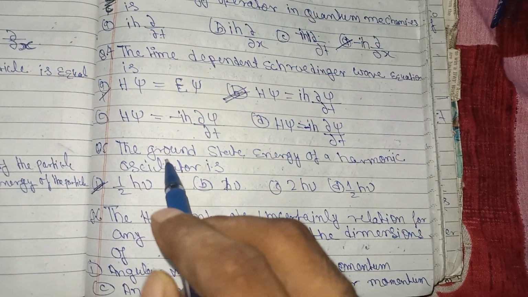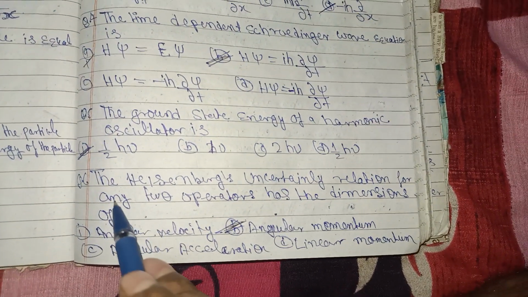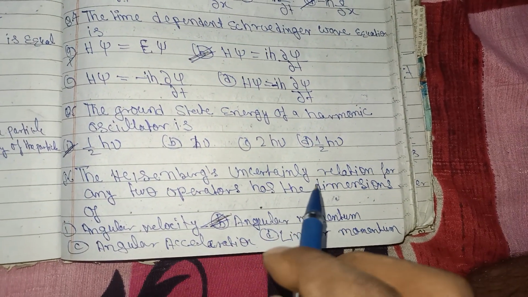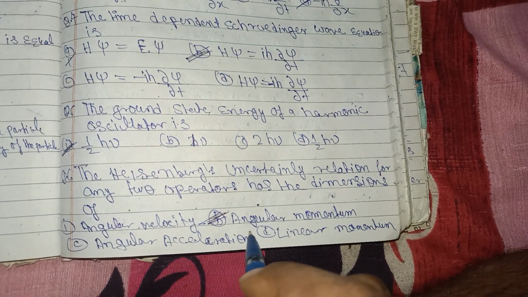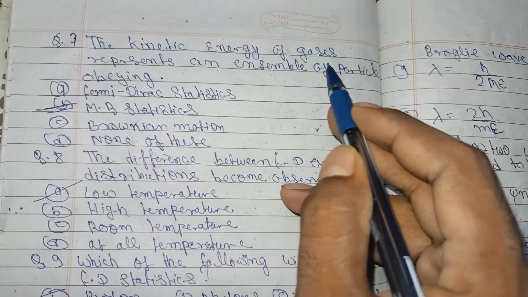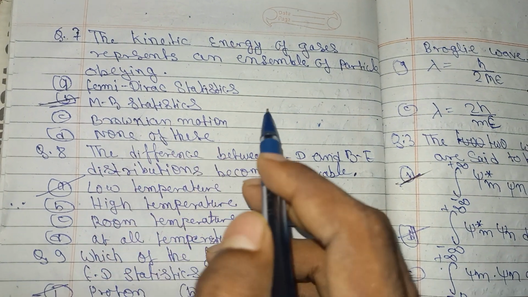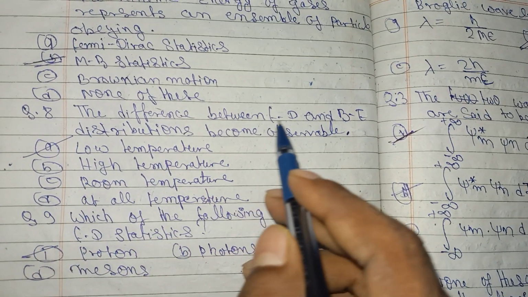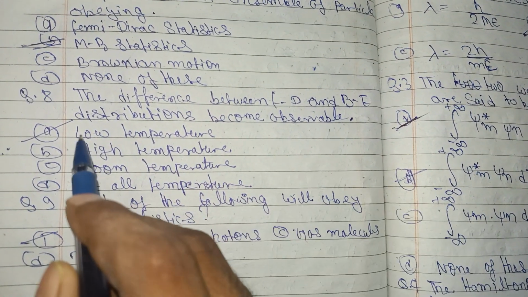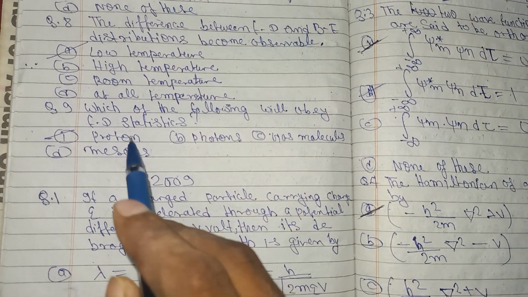And question number 5 is, the ground state energy of a harmonic oscillator is 1/2 h nu. Question number 6, the Heisenberg uncertainty relation for any two operators has the dimensions of angular momentum. The kinetic energy of a gas represents an ensemble of particles moving, so MB statistics. Question 8, the difference between FD and BE distributions becomes observable at low temperature. Question number 9, which of the following will obey FD statistics?